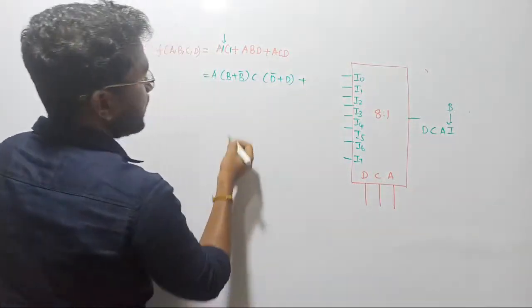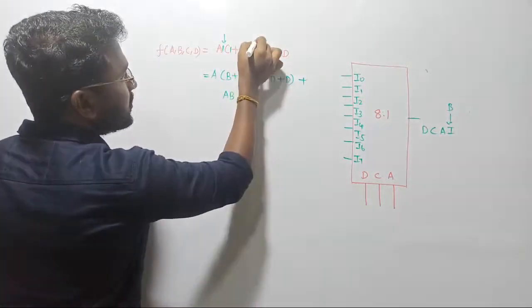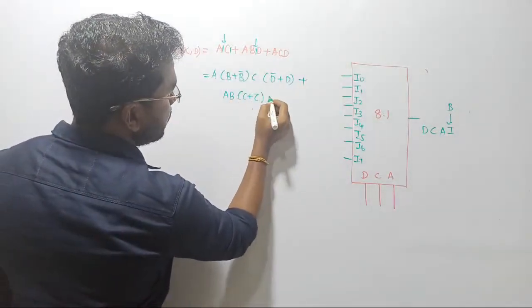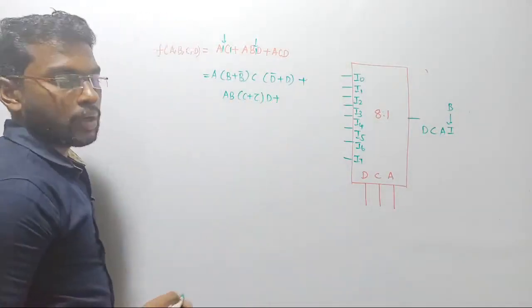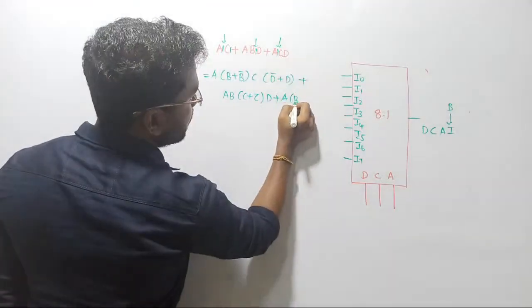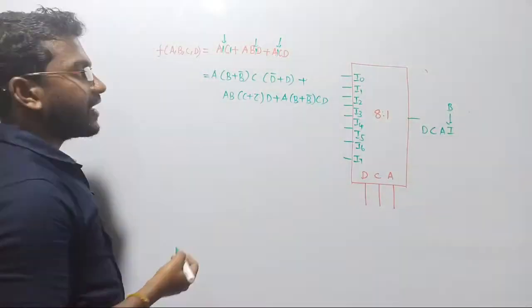Plus, let us realize the second one. In the second case, A is available, B is available, C is missing. In place of C we have 1, so that will be replaced by C plus C bar. Just we are transforming it into standard form, right? A is available. In the third one, B is missing. B means that is 1 is missing. We have to consider B plus B bar, and then C into D.